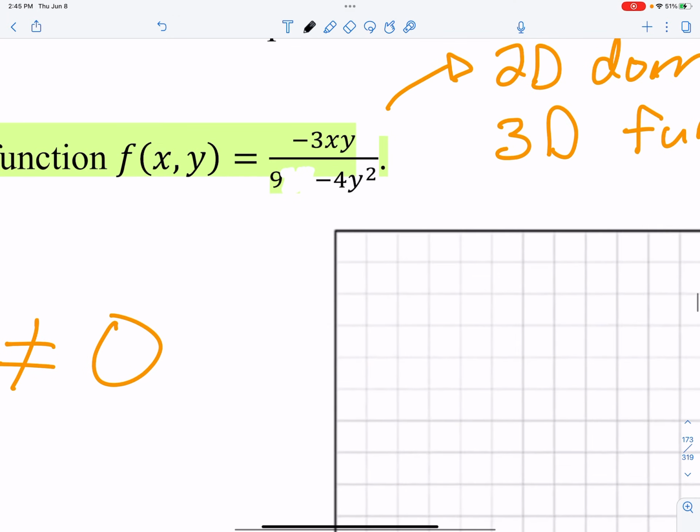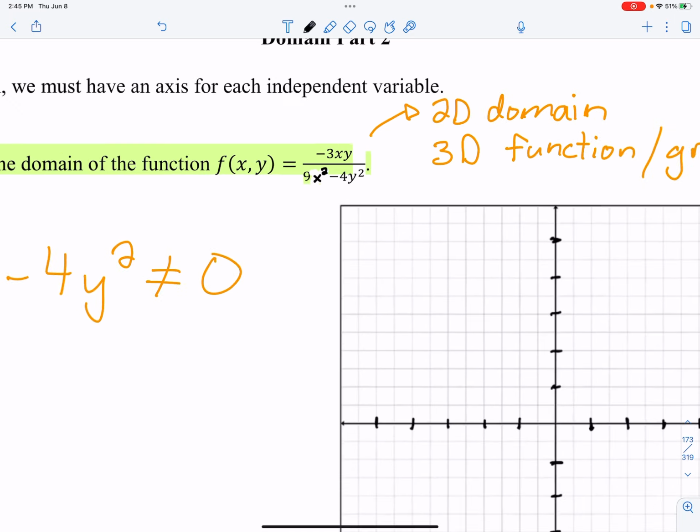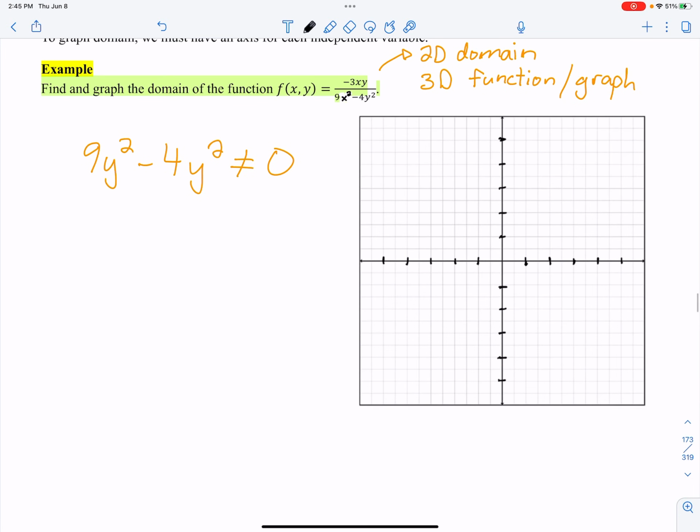All right, and that is x squared. Okay, not the prettiest, but we get it. Okay. Sorry for the typo. Your notes will be fine. Okay, 9x squared minus 4y squared can't equal 0, so that means 9x squared cannot equal 4y squared.